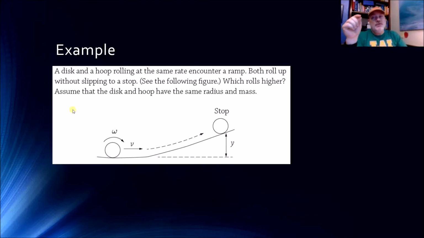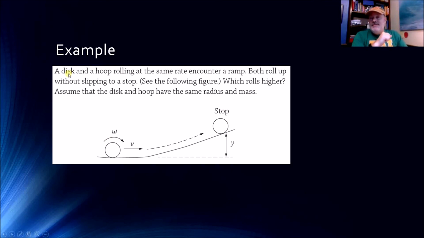For a system that includes the hoop or disc and the Earth, then we'll have rotational and translational kinetic energy at the beginning, and at the end we'll have only gravitational potential. Once you notice that both of them stop, since both of them stop, that means they only have potential energy at the end. So whichever one started with the most energy, it will go higher because it's all converting into gravitational potential.